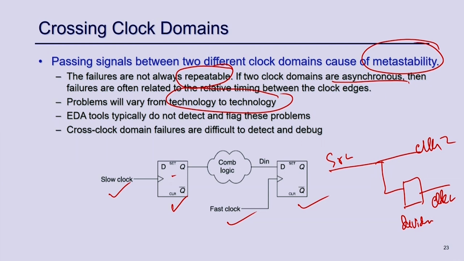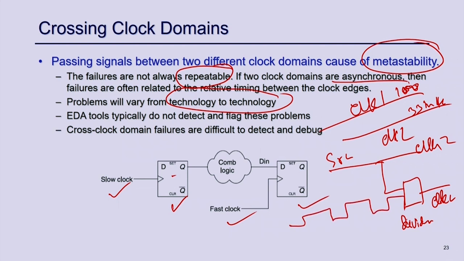That is a kind of synchronous clock. Asynchronous clocks have two different sources. This is your clock 1 and this is your clock 2, and this may be, say, 100 megahertz and this is, say, 33 megahertz. They are not related at all, and their phase is also not aligned. So in this scenario you never know exactly where the rising edges will align.